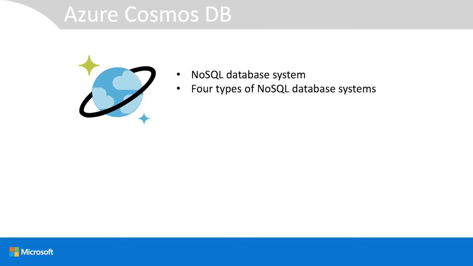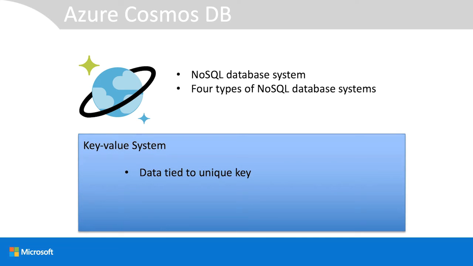There are 4 different types of NoSQL database systems. In the key value system, your data is tied to a unique key. You pass in the key, and the database returns the value that's associated with that key. The key and the value can be almost anything, and because of that, the key value system is a good general purpose system. In the column system, data is stored in columns and rows, but each row can have its own set of columns.